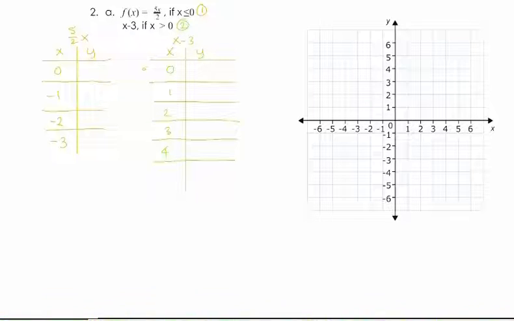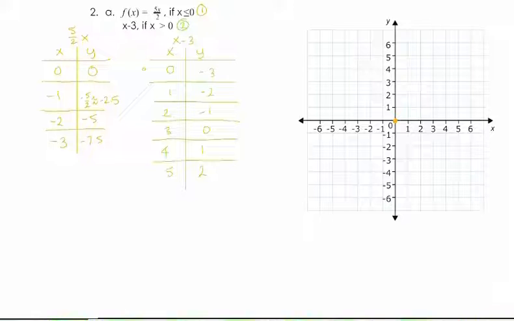So now we'll go ahead and plug in our x values for our first function to get our corresponding y values. Any number times 0 is going to be 0, and then 5 divided by 2 times -1 is going to be -5/2. And then we're going to find the y values for our second function. And now that we have all the points, we can go ahead and plot them on our graph.